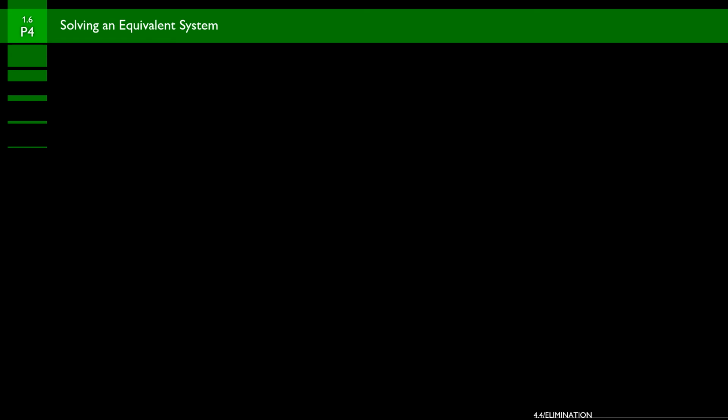In our fourth problem, we're going to learn how to solve an equivalent system. So we're being asked not what the solution to the system is, but how many solutions each system has. We're given 2x plus 7y equals 4 and 3x plus 5y equals negative 5. I'm going to use elimination.